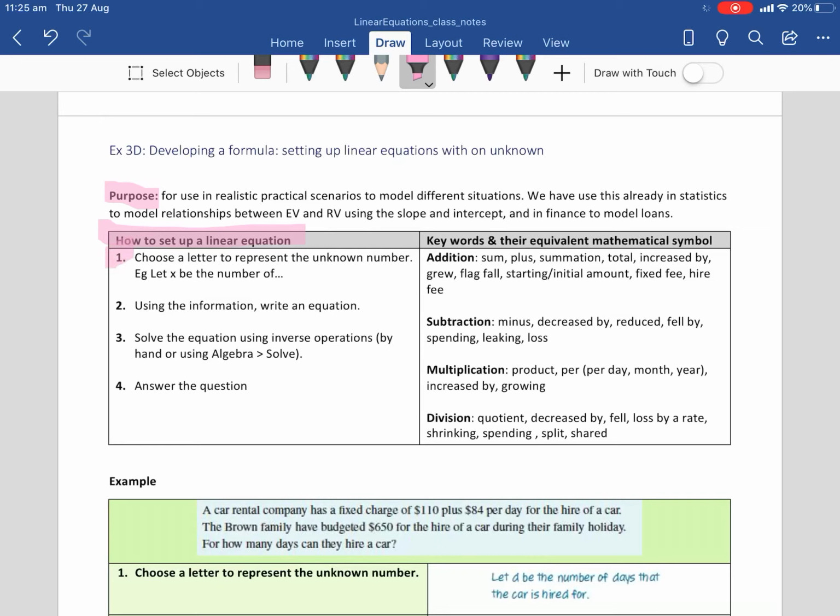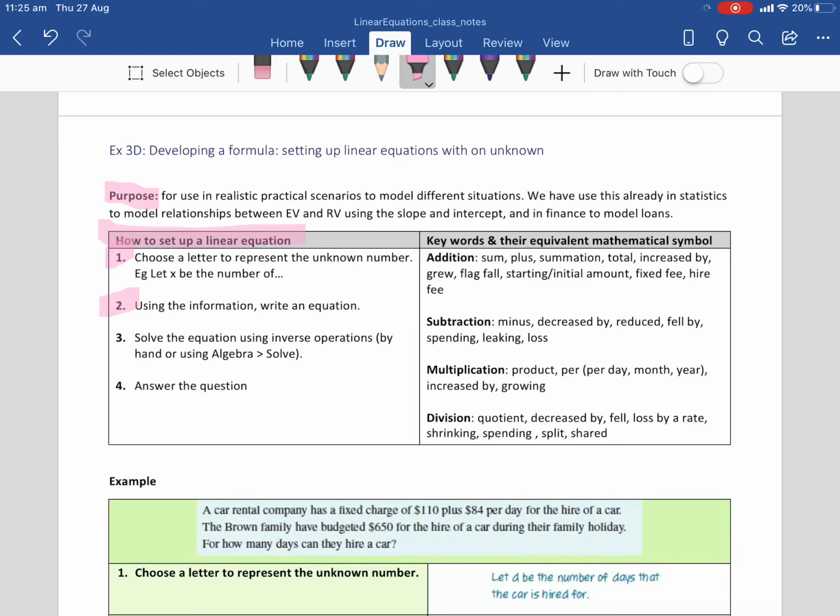Step 1 says to choose a letter to represent the unknown. Sometimes it might be looking at cost, so you would use a C, or it might look at number of babies, so you would use B. But then again, you don't have to, you could use X or Y, it doesn't really matter, you just need to choose a letter. So that's number 1.